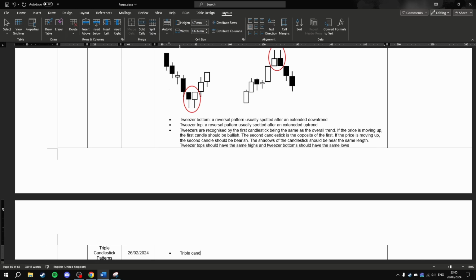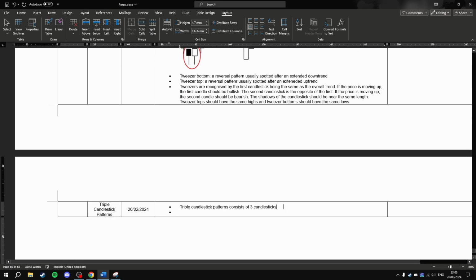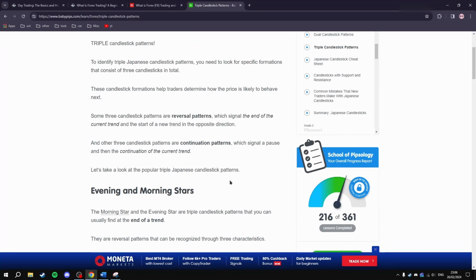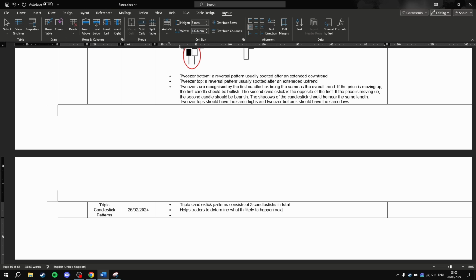So triple candlestick patterns consist of three candlesticks in total. These candlestick formations help traders determine how the price is likely to behave next, what's likely to happen next.